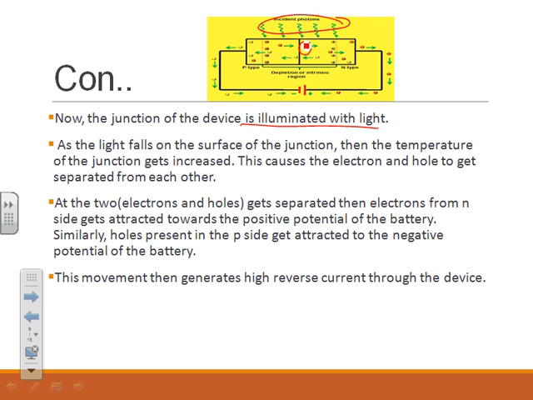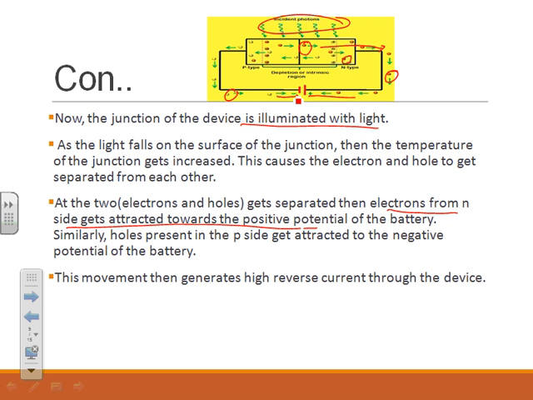Then, the electrons and holes that are separated, the electrons from the n side get attracted towards the positive potential of the battery. These red color portions are electrons. These electrons are attracted to the positive terminal of the battery, so electrons will move to this. Similarly, holes present in the p side move to the negative terminal of the battery.